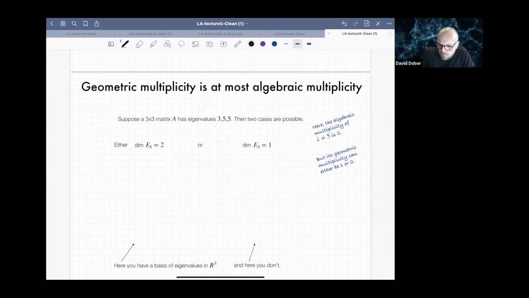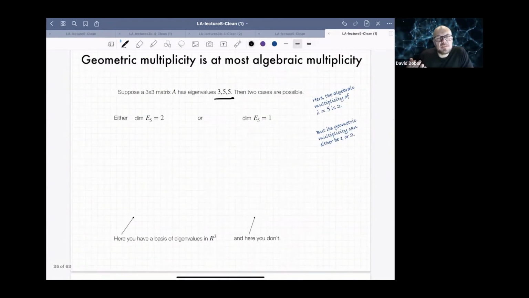Okay, so you have this one: 3, 5, 5. So you have one repeated root. Only two possibilities can arise. Either the geometric multiplicity of this 5 is also 2, right? It can never be 3. It can never be larger than the algebraic multiplicity. The algebraic multiplicity of 5 is equal to 2. This one is just a lonely guy, 3.